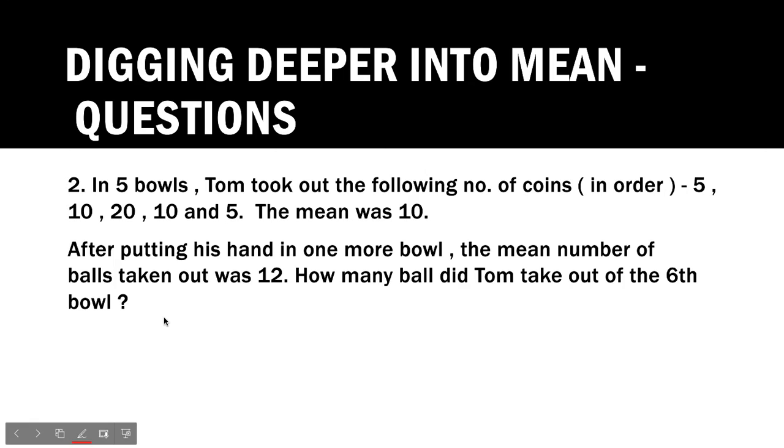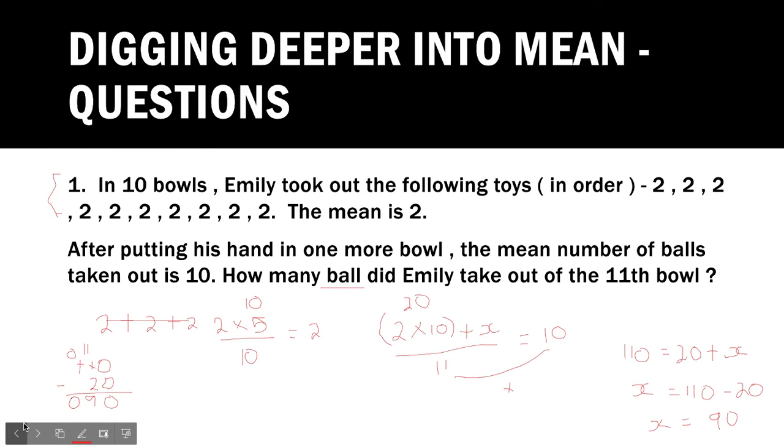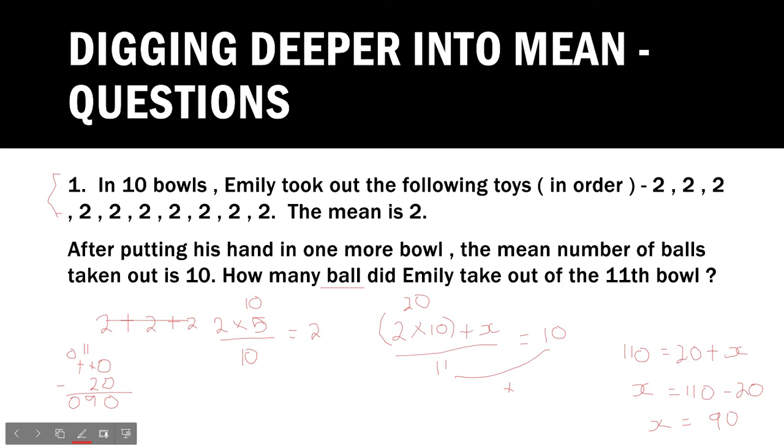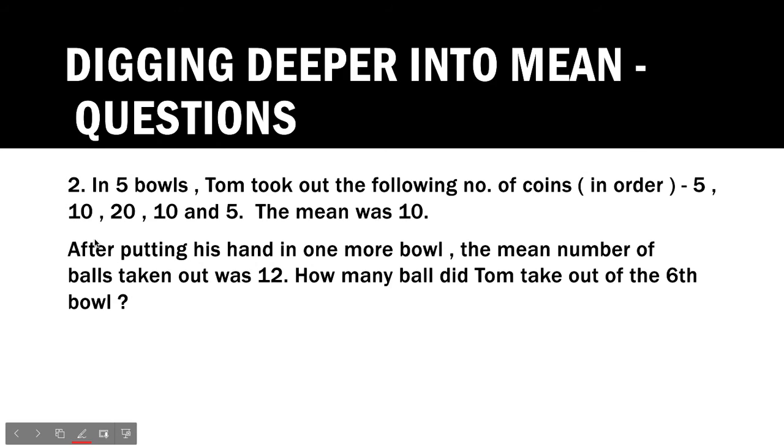In 5 balls, Tom took out the following number of coins in order: 5, 10, 20 coins, 10 coins, and 5 coins. The mean was 10. So just to understand properly, like the previous question, I'm gonna write out the normal mean and find it out. Firstly, to check it, and secondly, it will help us when finding out part 2 of the question.